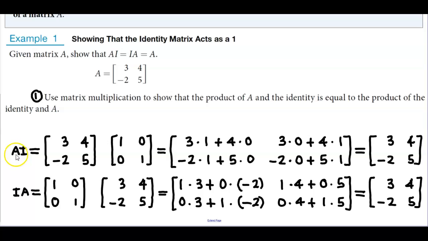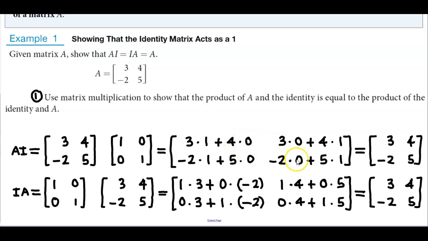So here we're going to multiply A times the identity matrix. So you have 3, 4, negative 2, and 5. And then the 2 by 2 identity matrix has diagonals of 1, zeros everywhere else. So when we multiply, we have 3 times 1 plus 4 times 0, so row 1 times column 1. And then 3 times 0 plus 4 times 1. And then negative 2 times 1 plus 5 times 0. And negative 2 times 0 plus 5 times 1.